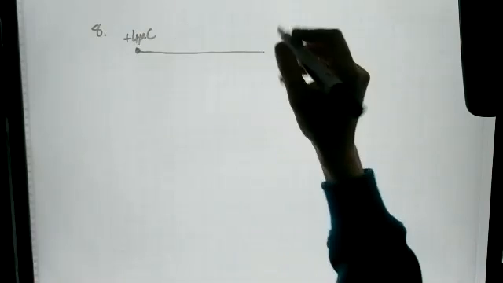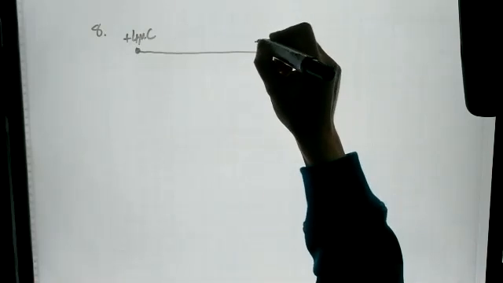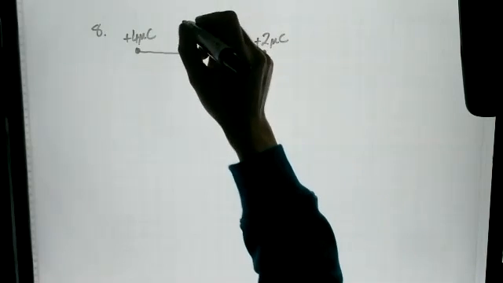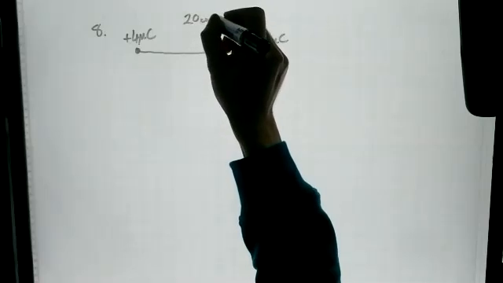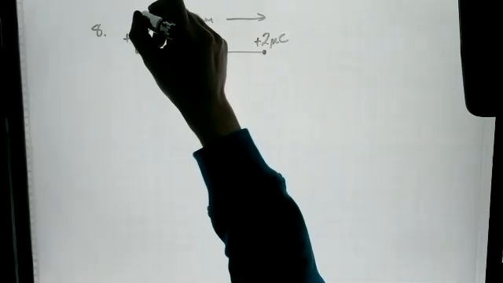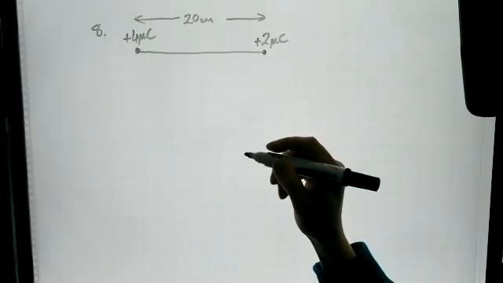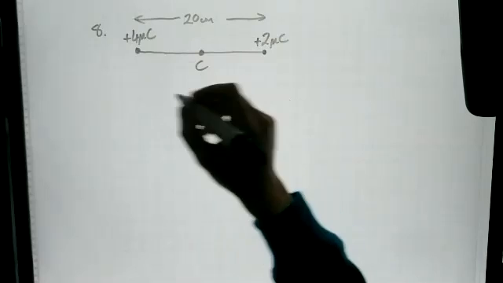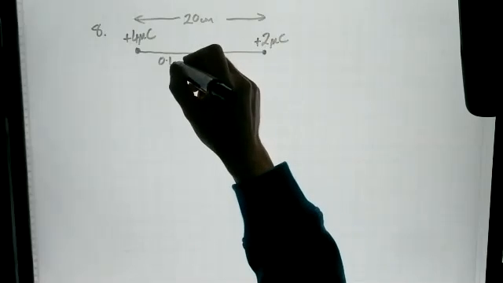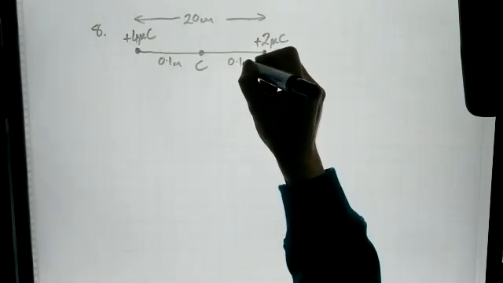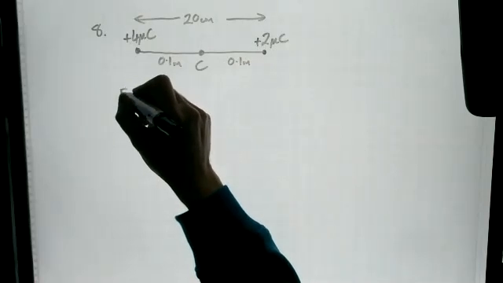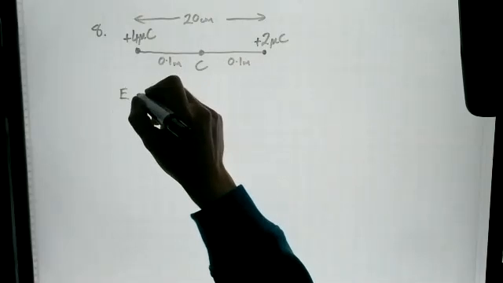So the problem has a +4 microcoulomb charge and a +2 microcoulomb charge, 4 centimeters apart. Point C is 0.1 meters, 10 centimeters, from the charges. Now we want to find the electric field strength at point C.